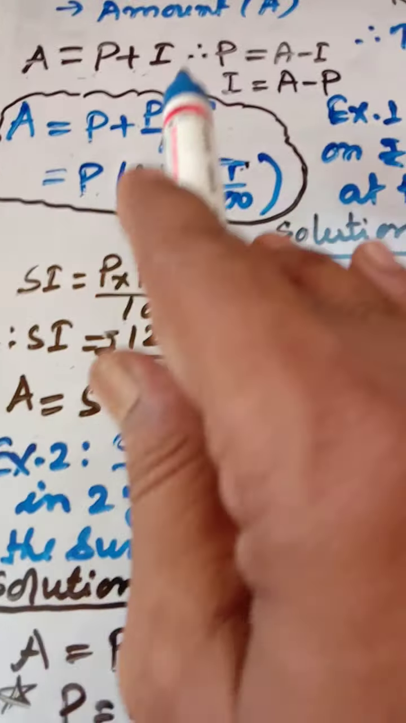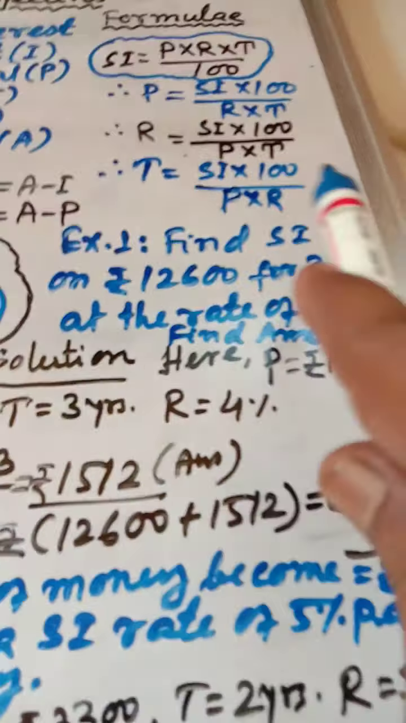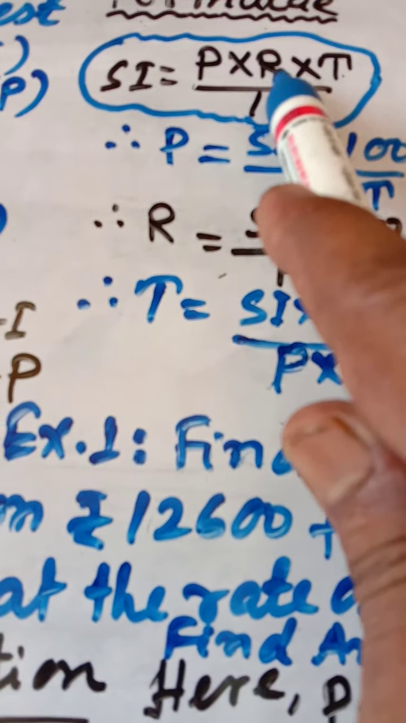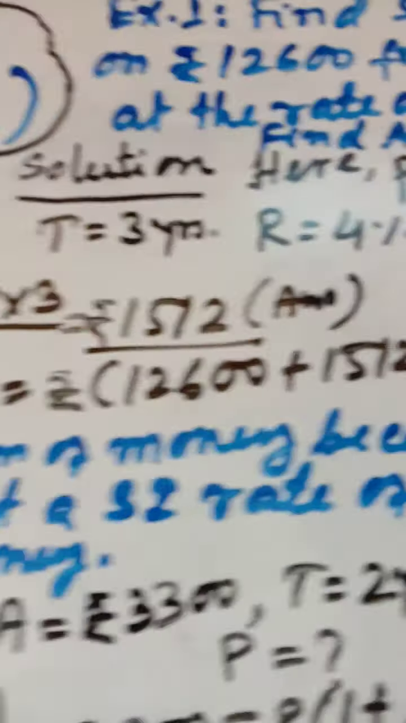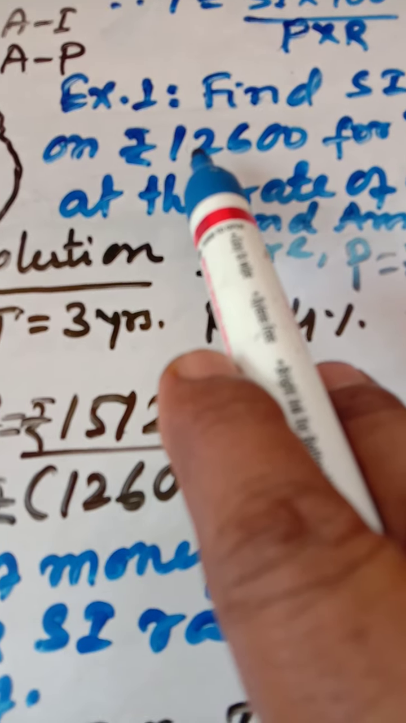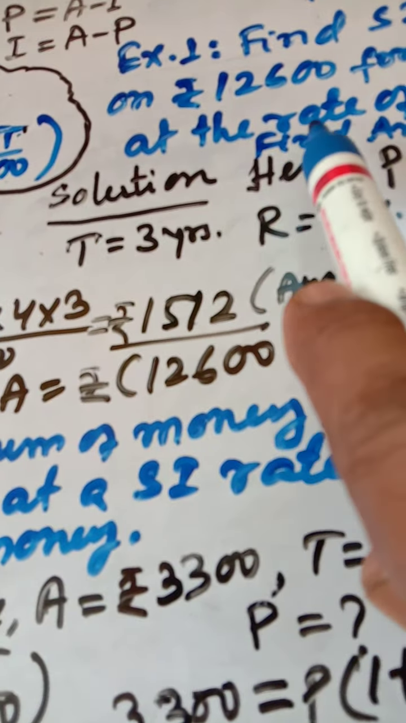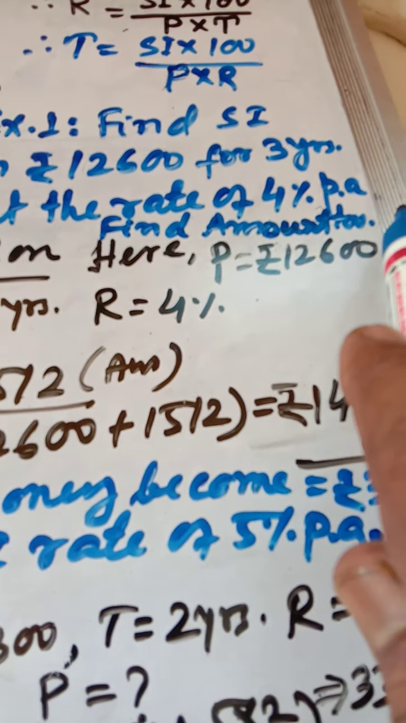This is the master formula, and this is the other formula we have learned. Now we will take one or two examples. Based on this formula I have solved one, and based on this formula I have solved another one. Find SI on rupees 12,600 for 3 years at the rate of 4% per annum. Find the amount too. That is the question given to you.